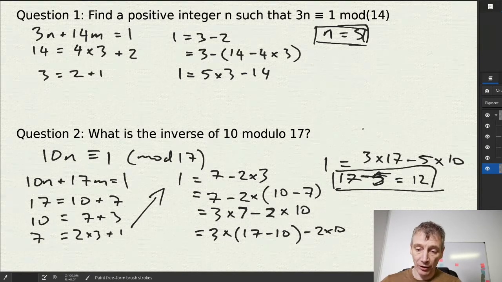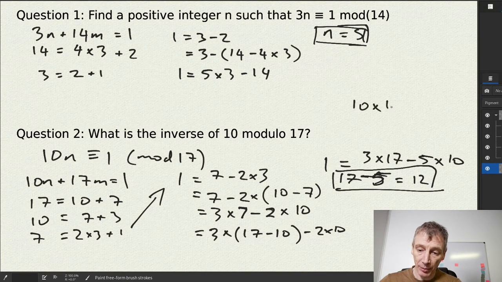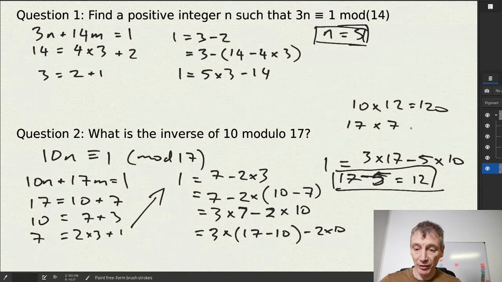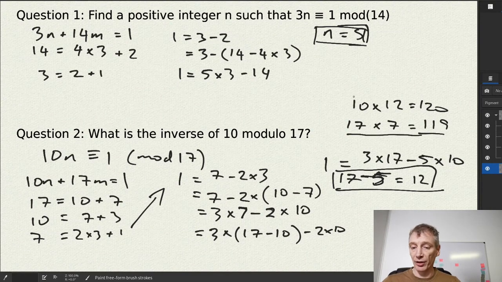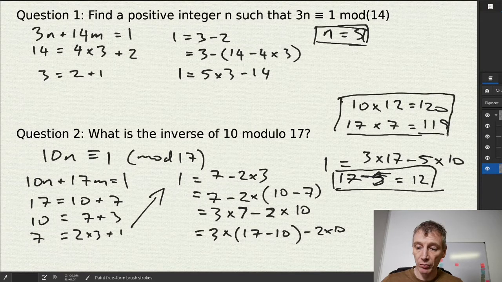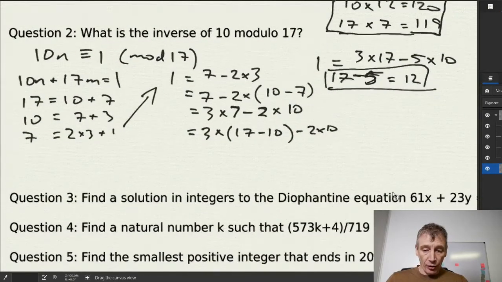And let's see if that works. 10 multiplied by 12 is equal to 120, and 17 multiplied by 7 is equal to 119. So we do indeed have a number that when you multiply by 10 gives you 1 mod 17. So these are your homework questions.